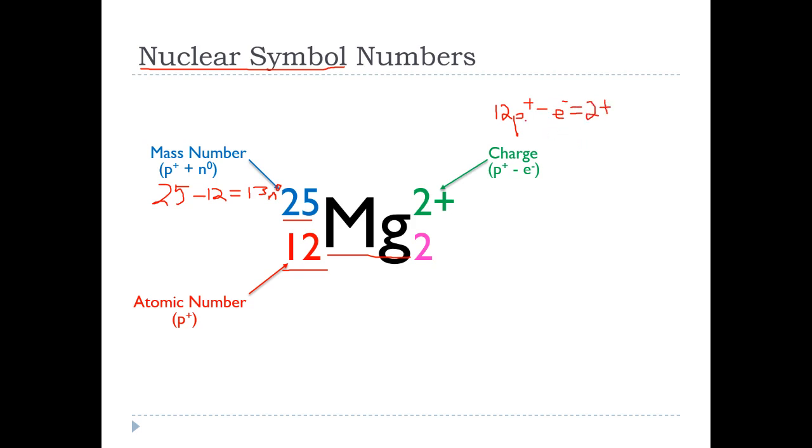Well, if I solve this algebraically, I'm going to add electrons to both sides. So then I have 2 plus the electrons gives me 12. Therefore, now I'm going to move the 2 over. So the electrons must be 12 minus 2, which means there's 10 electrons.